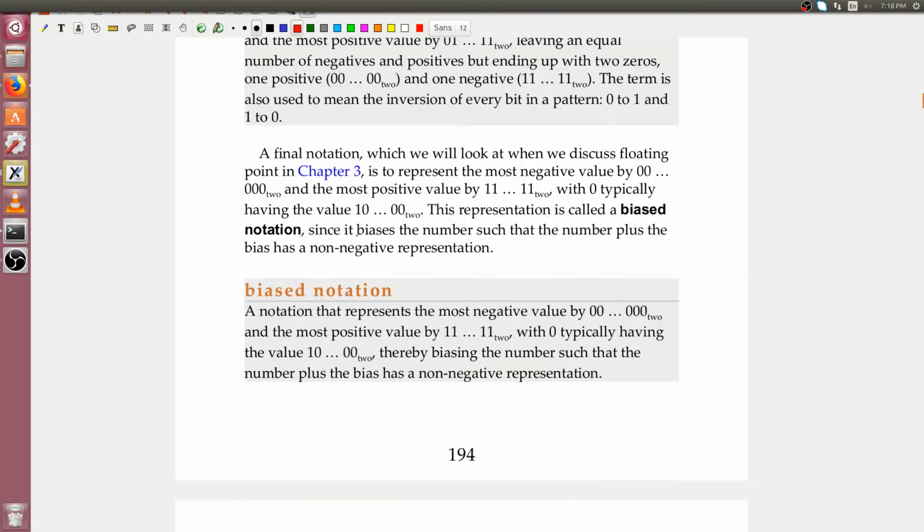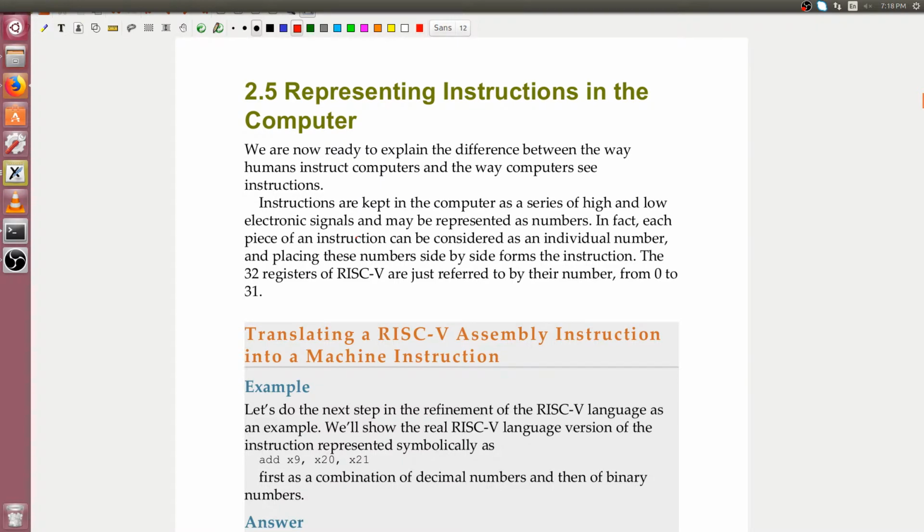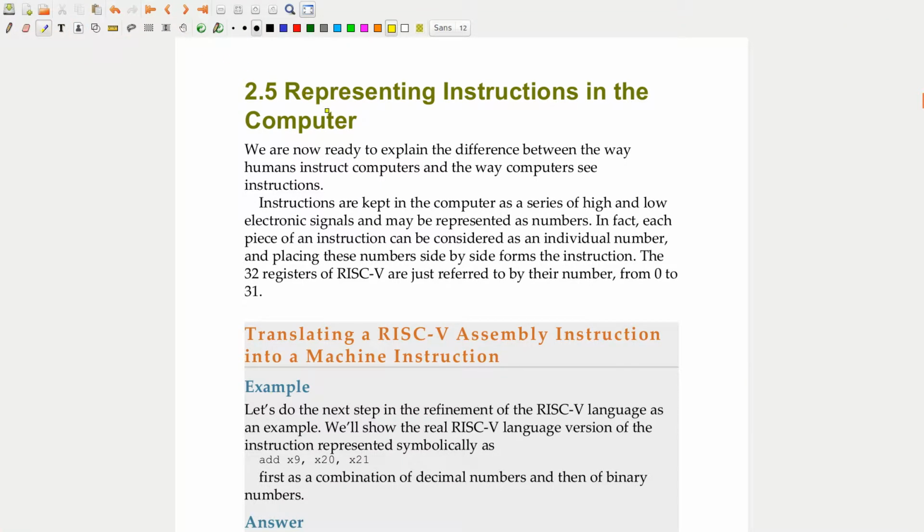Okay. So we can skip this because we're talking about one's complement. No one uses one's complement. So now let's get to something more interesting than what we've talked about recently, which is representing instructions in the computer.